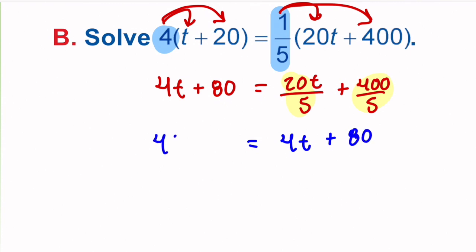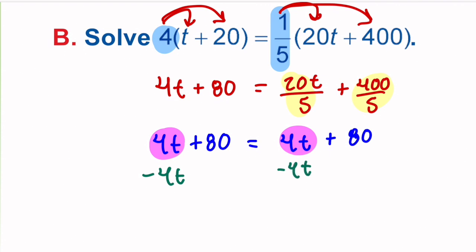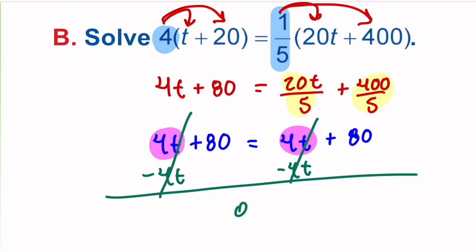And then let's bring down the left side, so 4t and the 80. Let's look at the variables. Once again, we have 4t and 4t. They're the same number, so it doesn't really matter which one we use. So we're going to do minus 4t on both sides. And they cross out because on both sides we get 0. And then 80 equals 80.